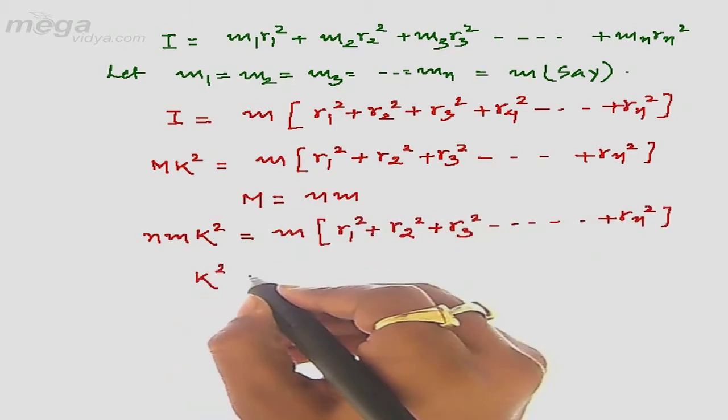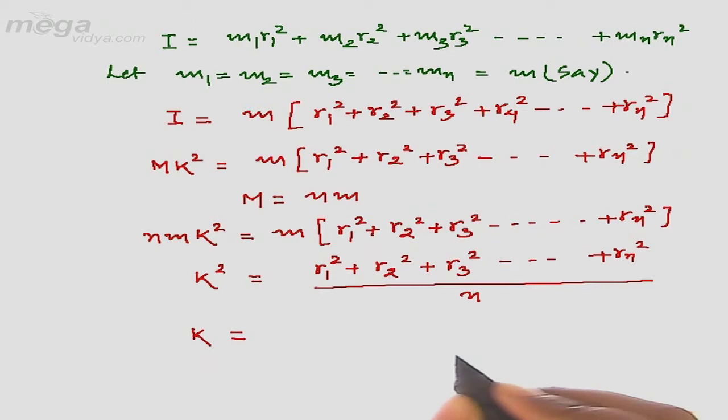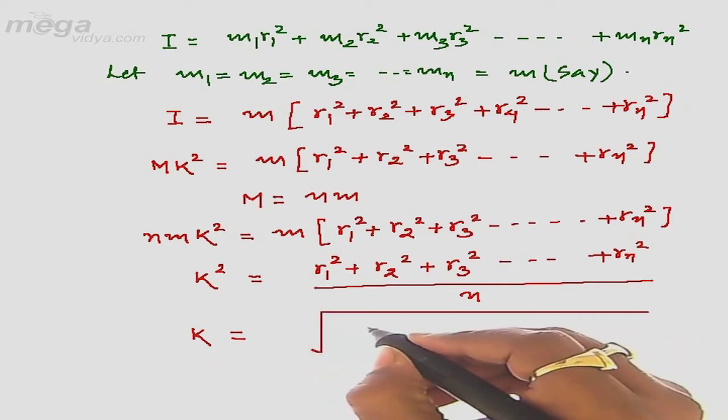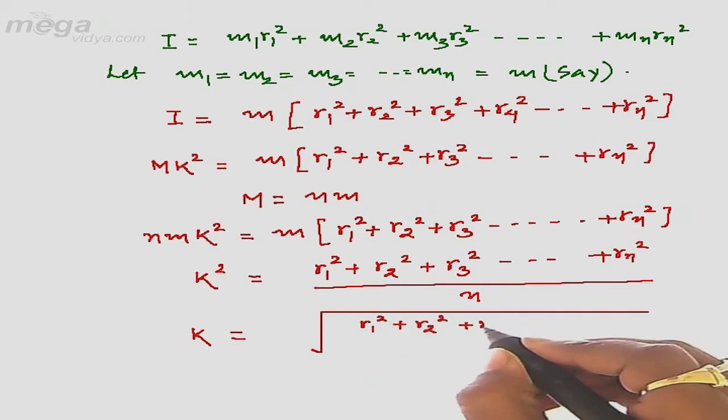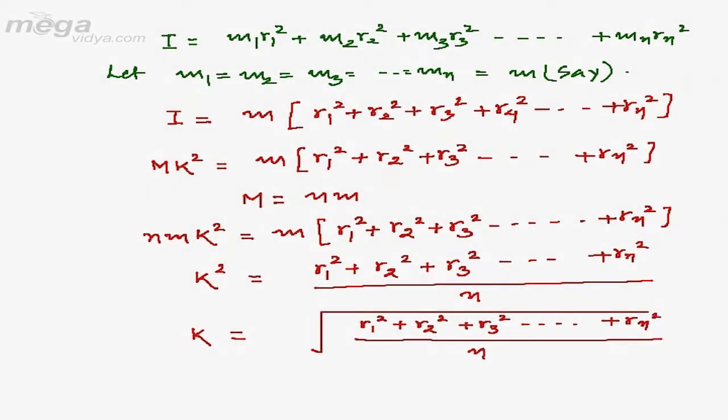So k square can be written as equal to the mean of the squares of the distances, and thus the radius of gyration can be calculated as the square root of the mean square of the distances of the different particles from the axis of rotation. We can also calculate the radius of gyration for a uniform mass distribution.